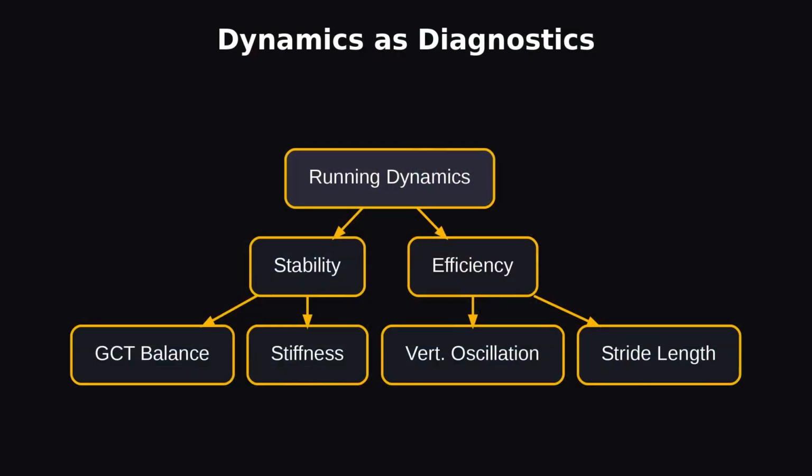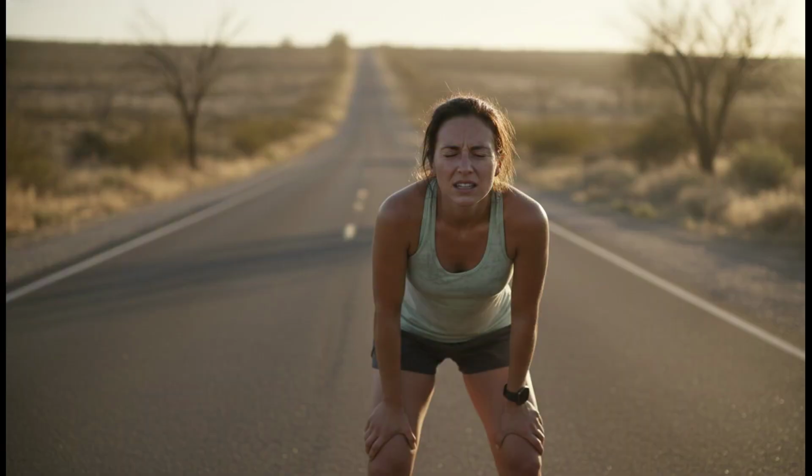Instead of training targets, view these metrics as a dashboard of warning lights. We shouldn't try to change them directly. We should monitor them to understand our stability and efficiency limits. The real value is in the intra-run change, or drift. If your ground contact time suddenly spikes 20 minutes into a tempo run while your pace stays the same, it means your muscular spring system is failing.